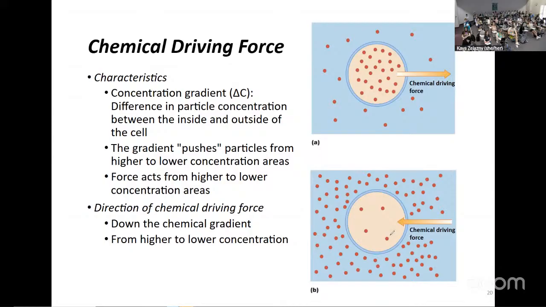So here we have an opposite example, right? So chemical driving force can point out, can point in. Here we have a chemical driving force, or CDF, pointing in. But we're always thinking high concentration, right? Lots of them, to low concentration, not very many.